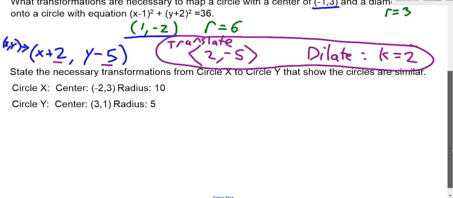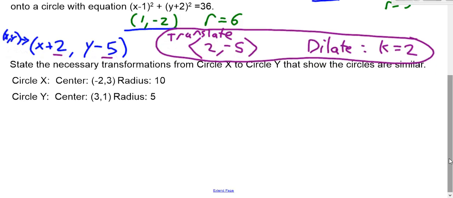This next question is just different wording for really the same thing. State the necessary transformations. Move from circle X to circle Y and show that the circles are similar. So the center has to go from -2, 3 to +3, 1. So from -2 to 3, we have to add how much? 5. And from 3 to 1, you have to subtract 2.